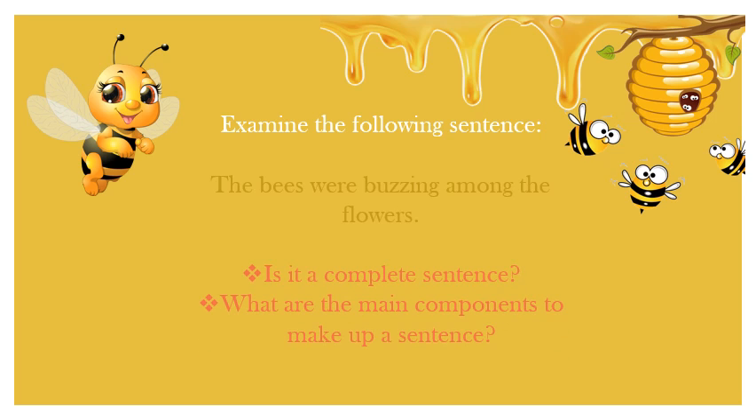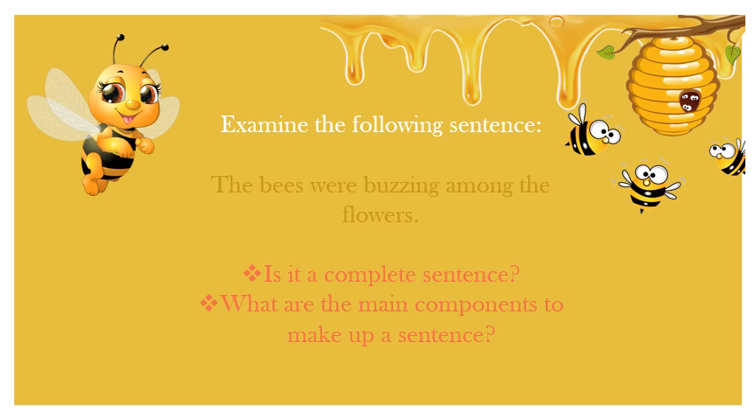Is it a complete sentence? Ask yourself, does it have a naming part, a telling part, and a complete idea? If you remember before, we took that the complete sentence must have a naming part, telling part, and a complete idea. Yes, if I ask myself who or what the sentence is talking about, it's talking about the bees. This is the first part. What is the sentence telling me about the bees? Were buzzing among the flowers. This is the second part. Does it have a complete idea? Yes, it has a complete idea. So it is a complete sentence.